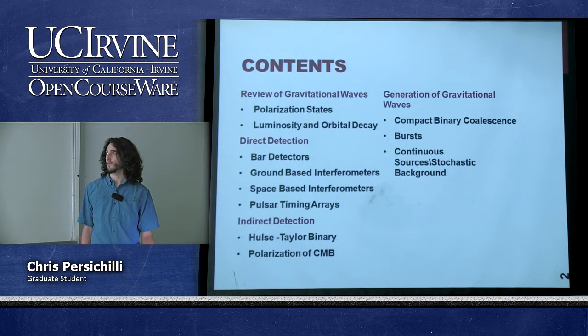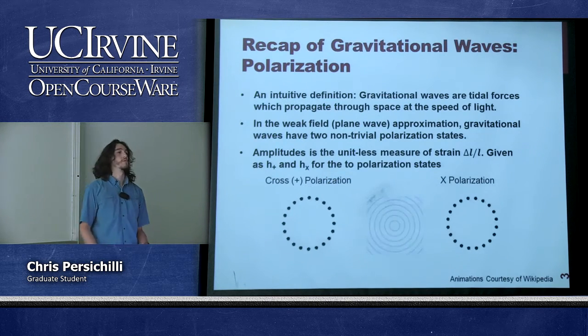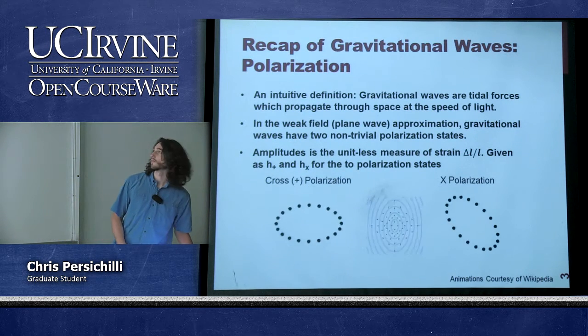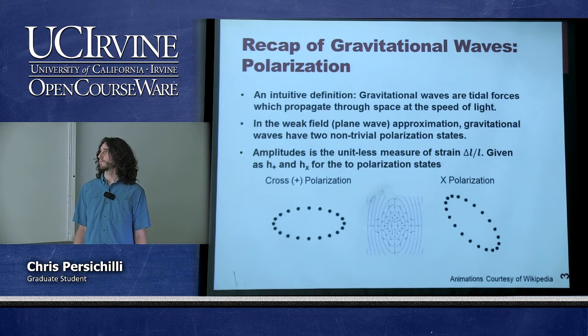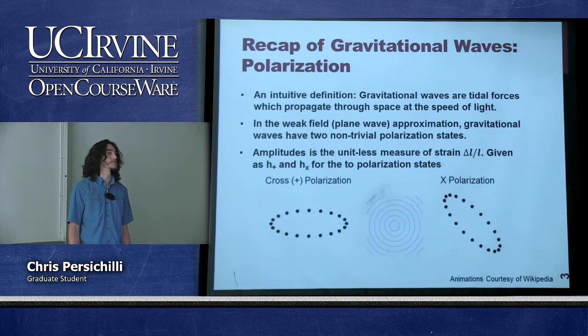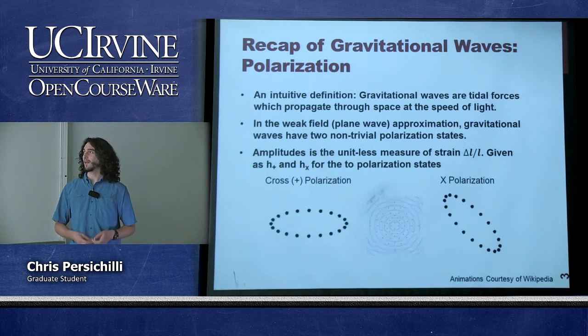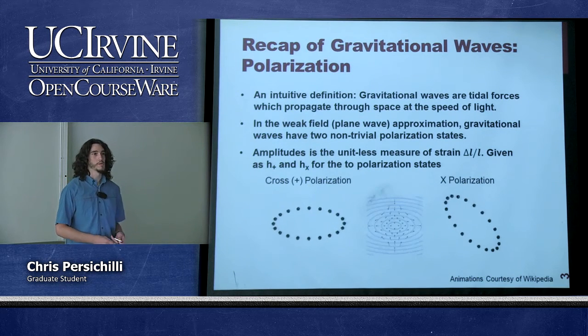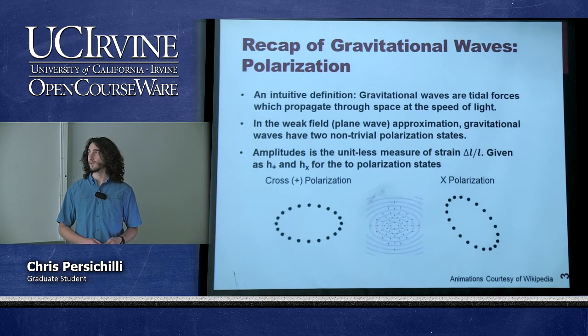Here's a quick overview of what I'm going to talk about: direct detection versus indirect detection and different cosmological sources for gravitational waves. But before we get started with that, just a real quick recap about gravitational waves. I find it useful to have an intuitive definition of what these things actually are. I like to think of them as tidal forces which propagate as waves. And the speed at which they propagate is the speed of light.